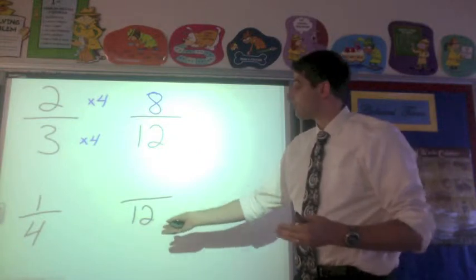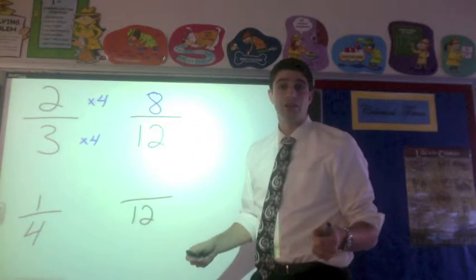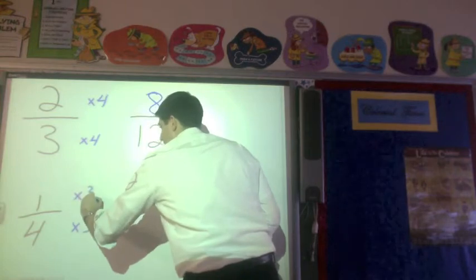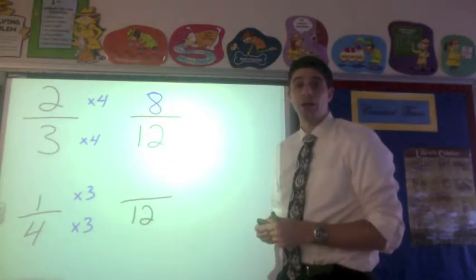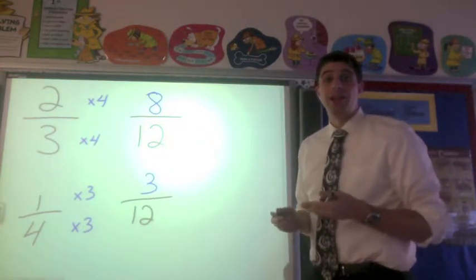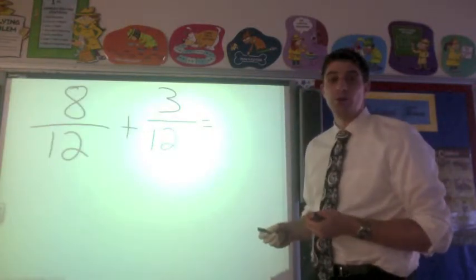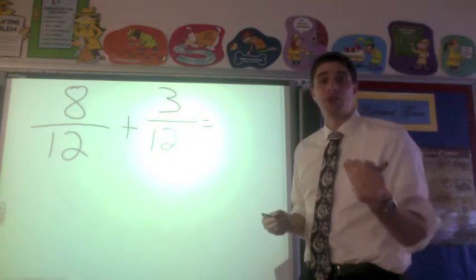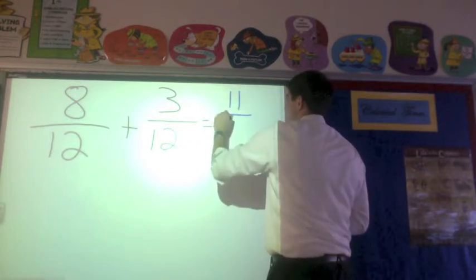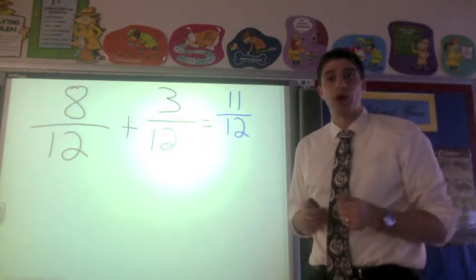Same thing for the bottom. How do I go from 4 to 12? Well, 4 times, you said it, 3 gives me 12. I have to multiply my numerator by 3 as well. And now I'm ready to add. I have my like denominators, and I rewrite the problem so I can see it. 8/12 plus 3/12. Yep, that'll give me 11/12. Just like that, that's how I add fractions with unlike denominators.